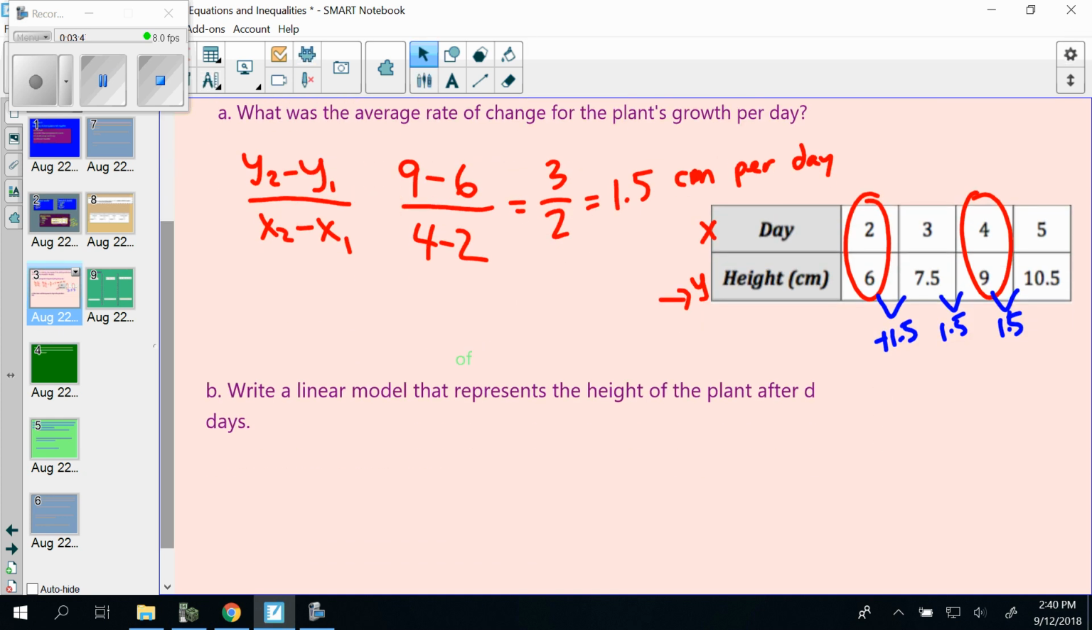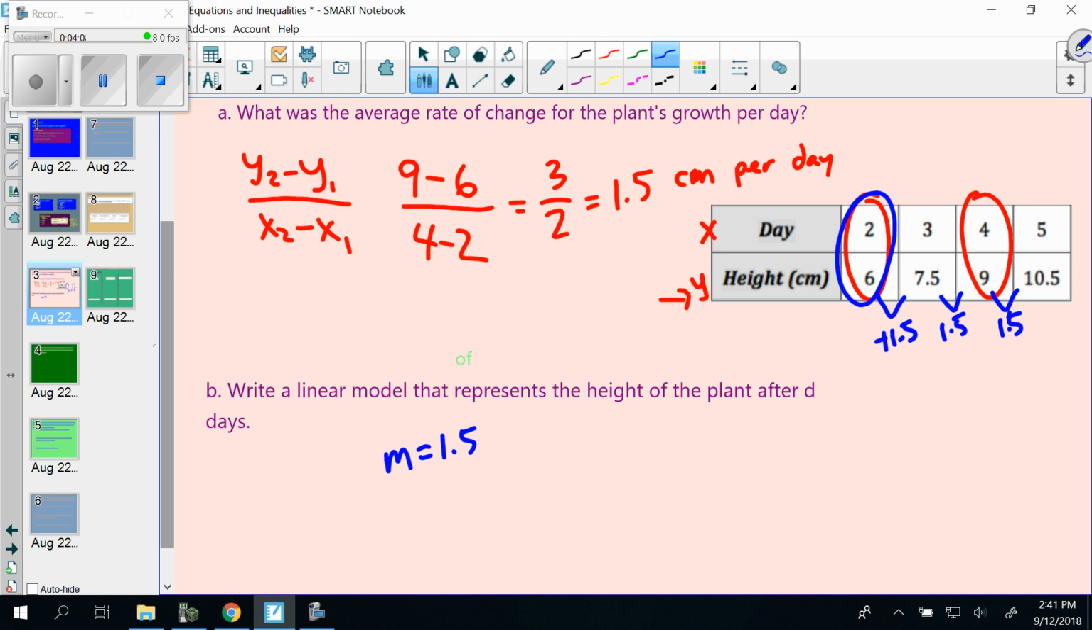Okay, B, write a linear model that represents the height of the plant after D days. Okay, so if we go back to our point slope form, we can do this now. We know that our average rate of change or our slope is 1.5. We've got a couple different points we could choose here. I'm just going to pick the first one. So we know one set of points on our table is at day 2, we have a height of 6. If we use that now with our point slope form, we can easily calculate what that linear equation would be.